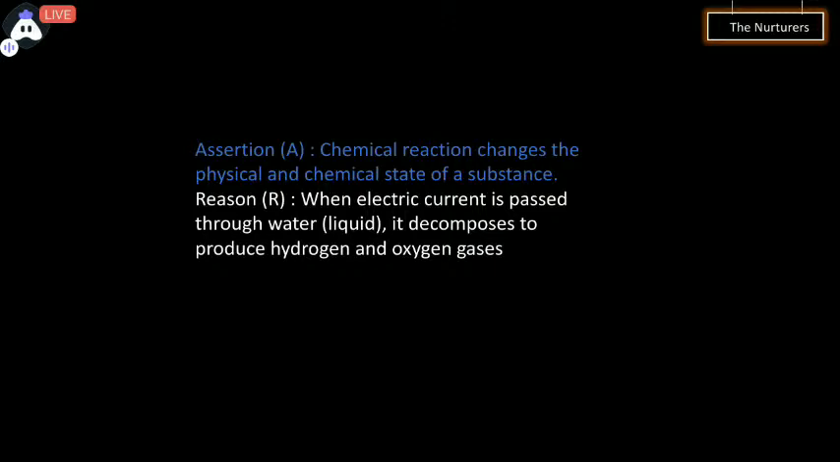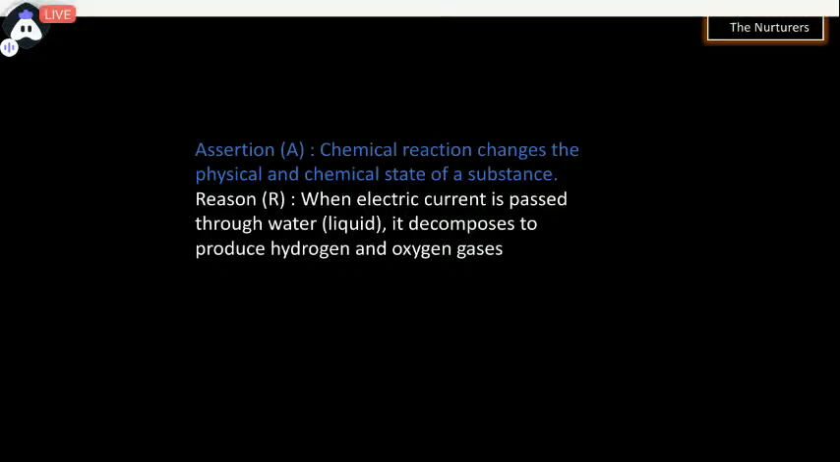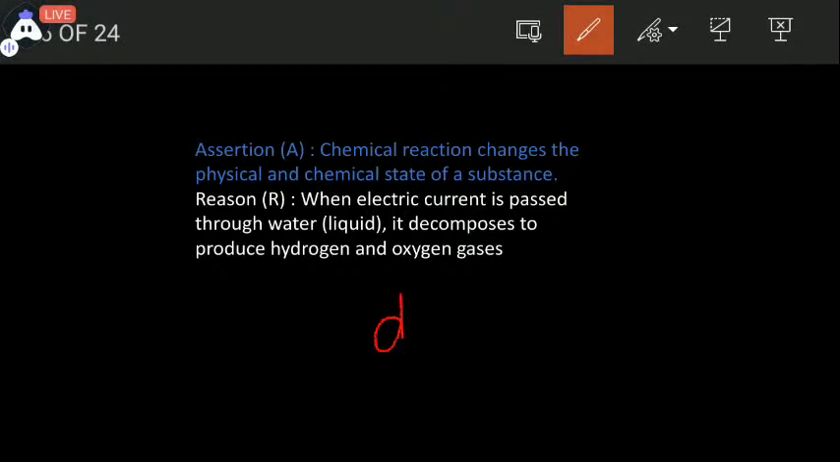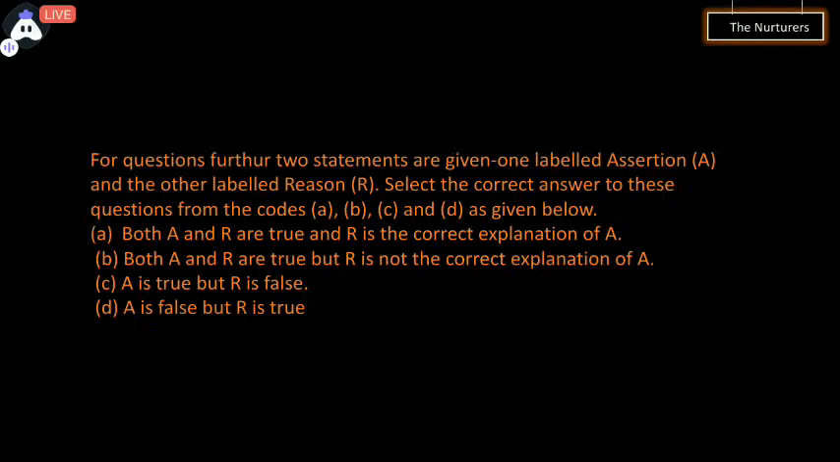Is the assertion correct that chemical reaction changes the physical and chemical property of the substance? Be careful. See, chemical reactions always change the chemical property. They are never responsible for changing the physical property. So the assertion is completely false in this. It is not possible that a chemical reaction will change the physical property. And since the assertion is false, the correct answer would be D1. Why would it be D1? As D1 says that assertion is false, and this is correctly defining our situation.